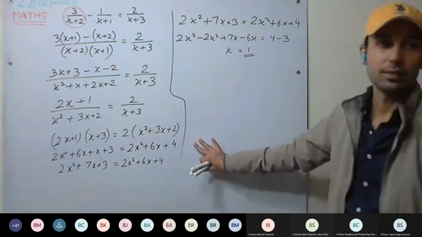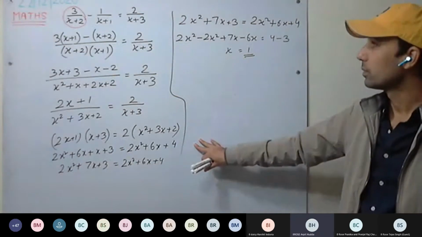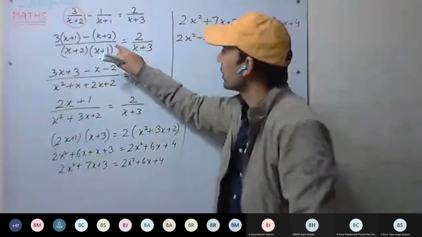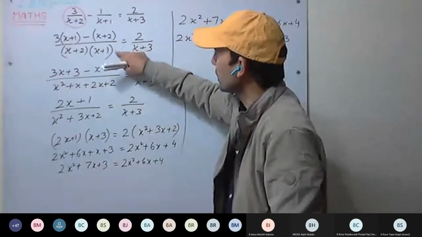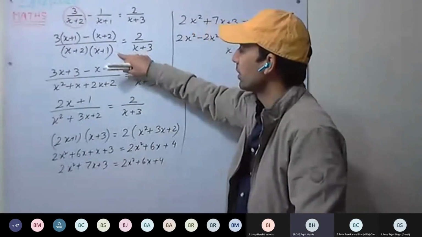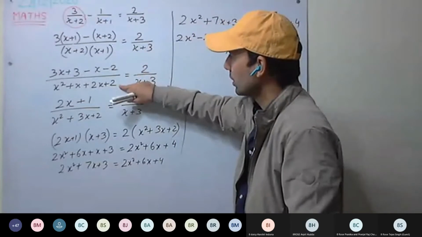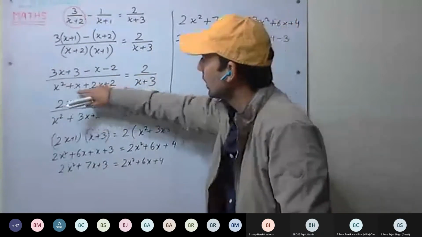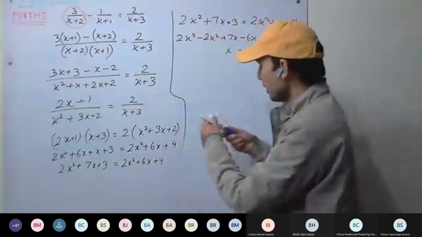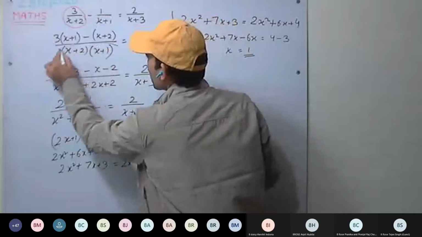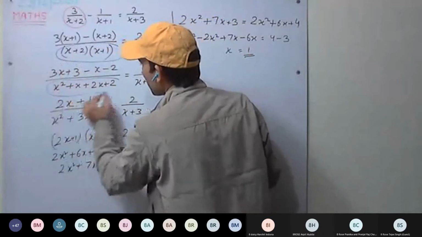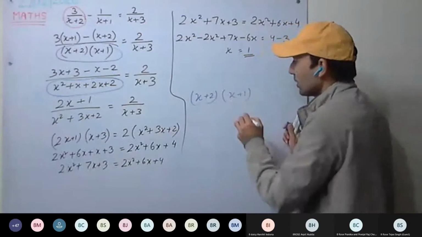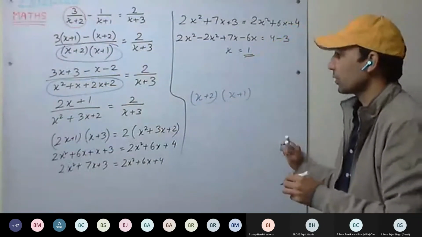Anyone have doubt? Sir, in the third step, why do we take x plus 2x in the denominator? This step? Yes, sir, why do we take x plus 2x? Okay, solve this one. This will be x plus 2 into x plus 1. Solve for a minute. What will you be getting?